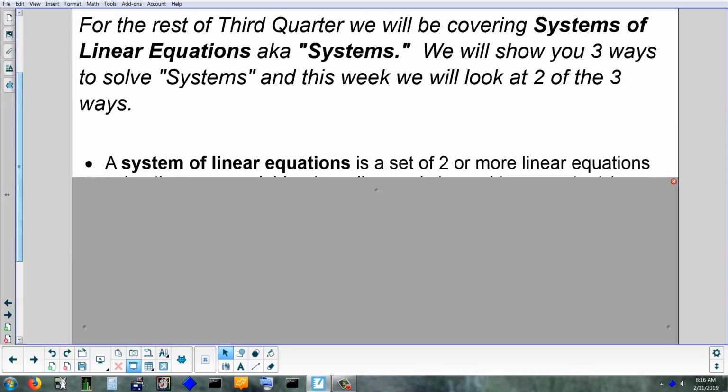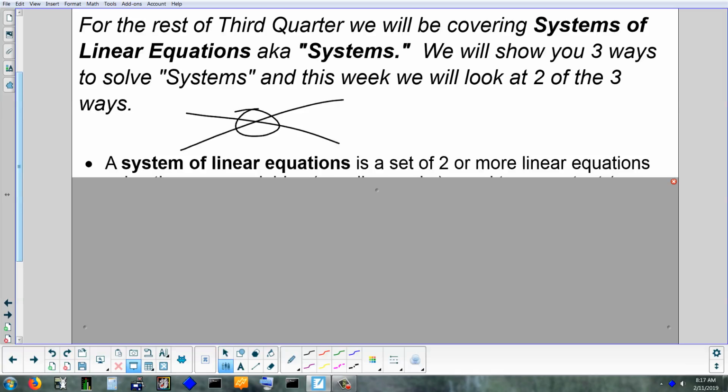So, start out with what is a system? I said we're going to focus on 2 equations, but in general, a system is when you have 2 as a minimum or more linear equations. Now, if you look at the word linear, what word do you see in it? Line. So that means we're going to be looking at things that when you draw them, make straight lines. The goal is we're going to draw 2 lines and figure out where they cross. That's the whole goal for today, pretty much.